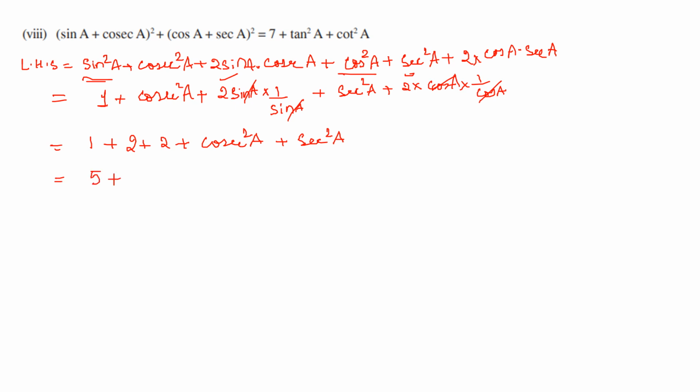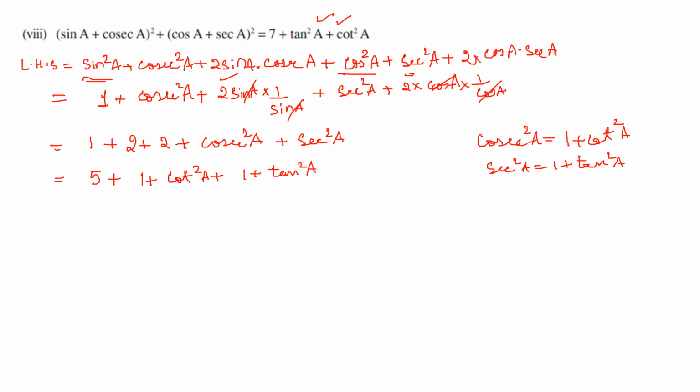Now if you see the RHS, it is in the form of cot and tan. So again I have to use the identity. We know that, right? Cosec square a is equal to 1 plus cot square a, isn't it? And sec square a is equal to 1 plus tan square a. So I have to now write in this form. So cosec square a will become 1 plus cot square a and sec square a will become 1 plus tan square a. So it will be 5 plus 1, 6, plus 1, 7 plus cot square a plus tan square a. And if you see, this is exactly your RHS. So that's how you have to solve this type of question.